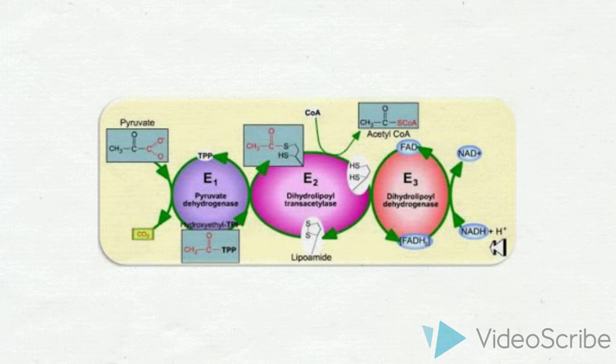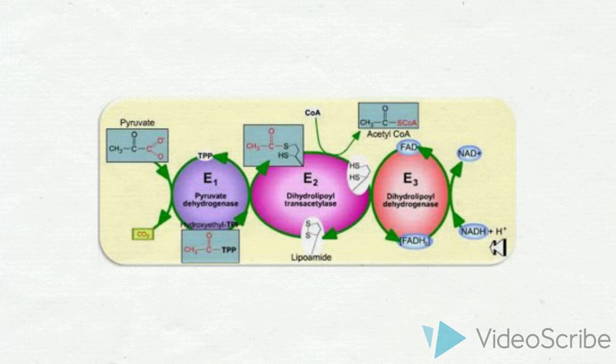The PDC is a large complex comprised of three separate enzymes bound to each other. The shorthand for these enzymes are E1, E2, and E3. Pyruvate interacts with E1 where a molecule known as TPP cleaves or removes the CO2 from pyruvate. The pyruvate then becomes an acetyl group and forms a bond with TPP. This intermediate molecule is known as a hydroxyethyl TPP.